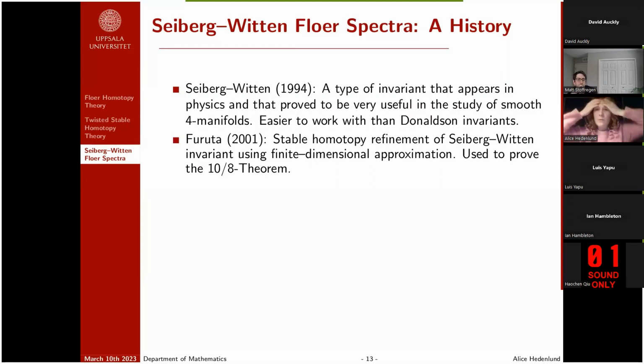So one of the precursors of constructing the Seiberg Witten Floer spectra is from the early 2000s, Furuta. Basically, what Bauer and Furuta did is they constructed some stable homotopy refinement of the Seiberg Witten invariant using finite dimensional approximation. So rather than having the Seiberg Witten invariant being a number, in their situation, they're constructing some sort of class in the stable homotopy groups of spheres, some equivariant version of that. And he did this using finite dimensional approximation.